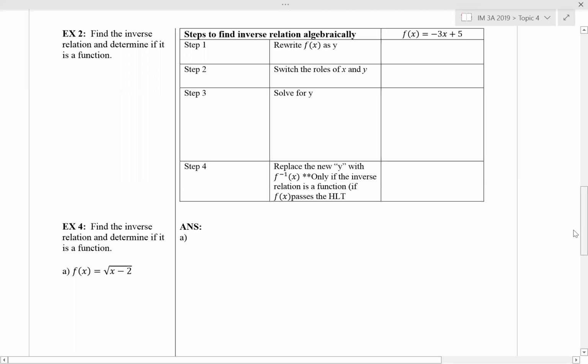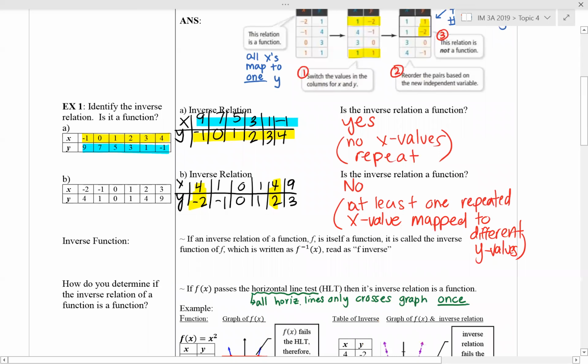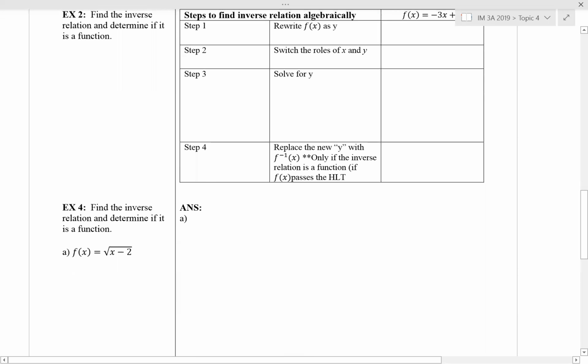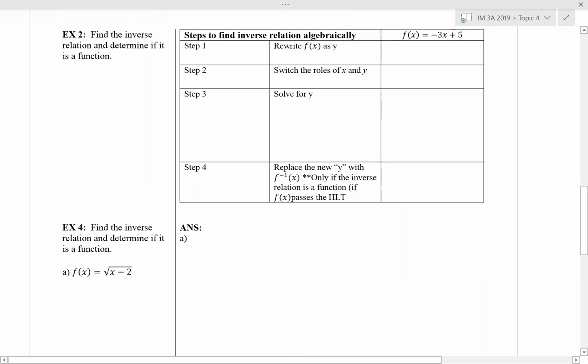Okay, so in this video, I'm going to go over 4-6 inverse relations and functions, day 1. We're going to look at examples 2 and 3a so that we can identify how to find the inverse of a function algebraically and how to determine whether the inverse is a function algebraically.